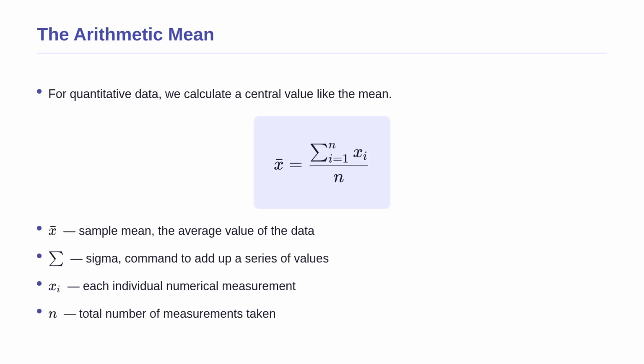Having successfully summarized qualitative data, we now turn to quantitative data. Because these values are true numbers, we can find their center of gravity by calculating the arithmetic mean. The symbol x bar represents this sample mean. The Greek letter sigma is a mathematical command telling us to add things up. The term x sub i represents each individual numerical measurement in our dataset, and n is the total number of measurements. Conceptually, you just add up all your individual measurements and divide by the total count.